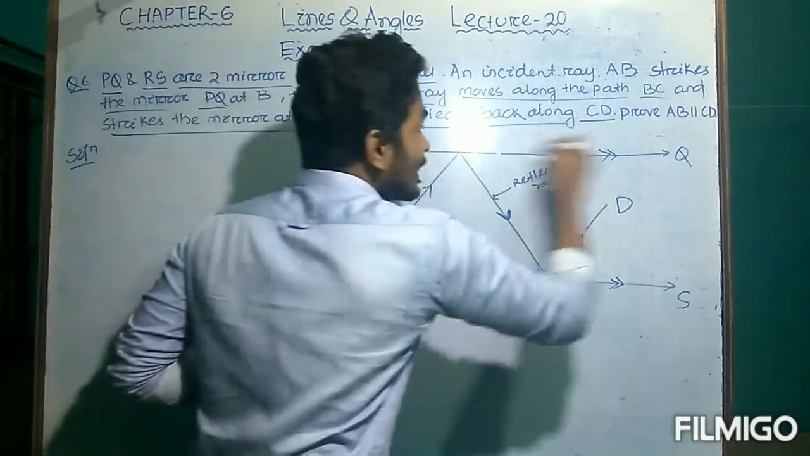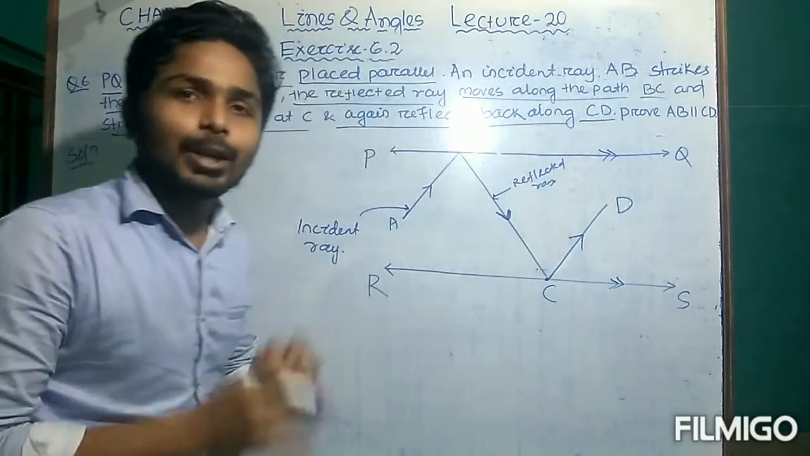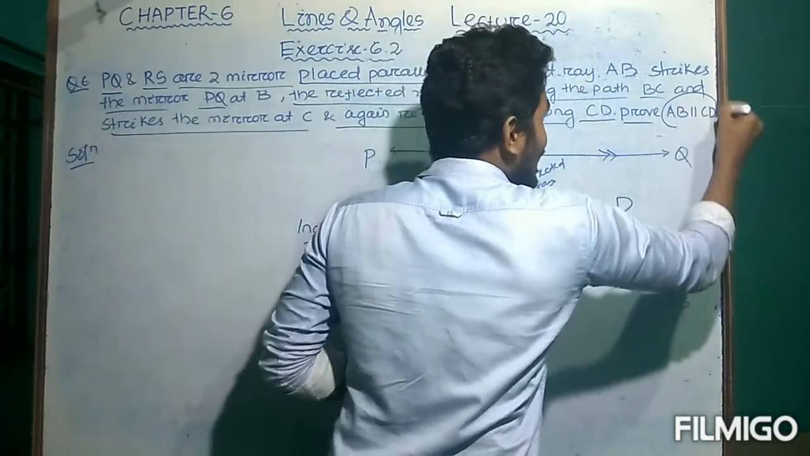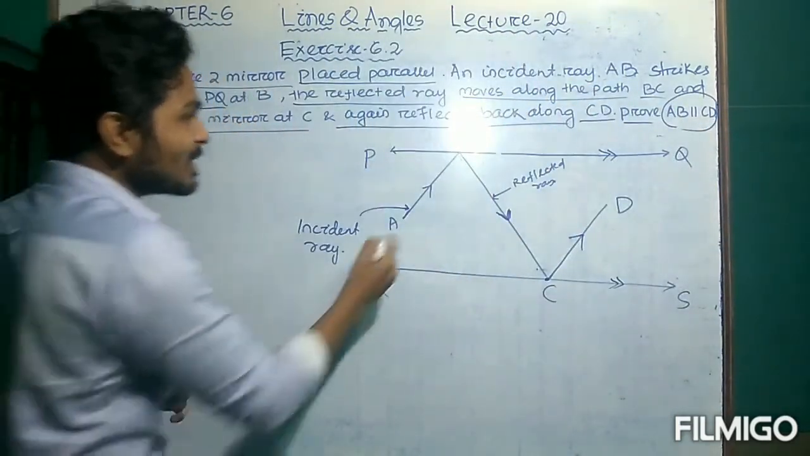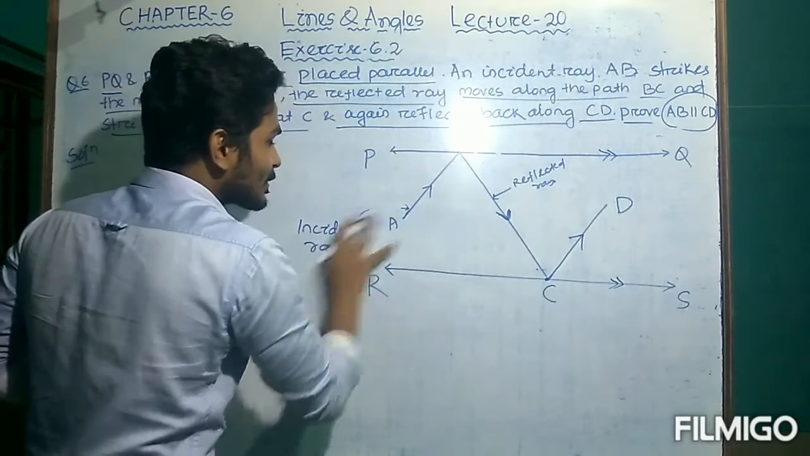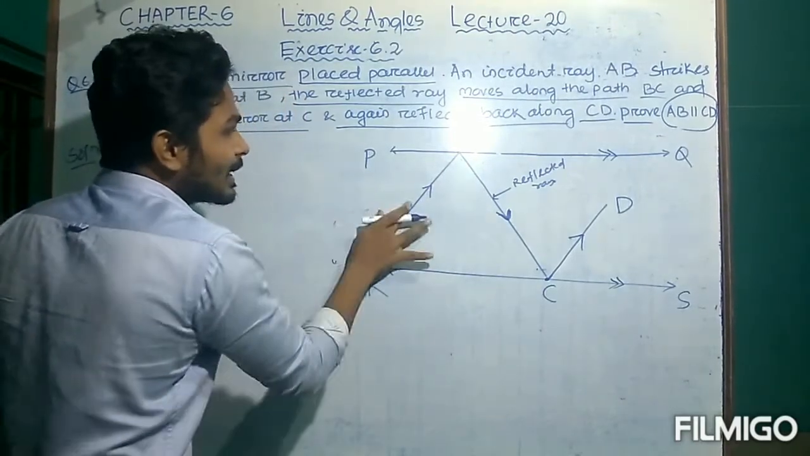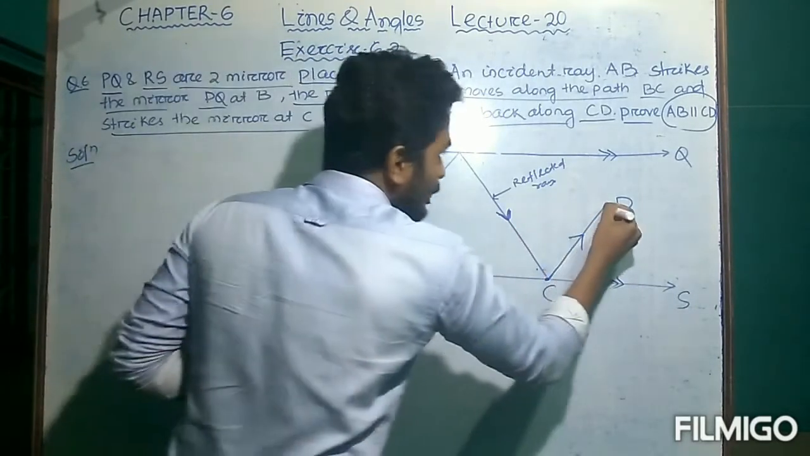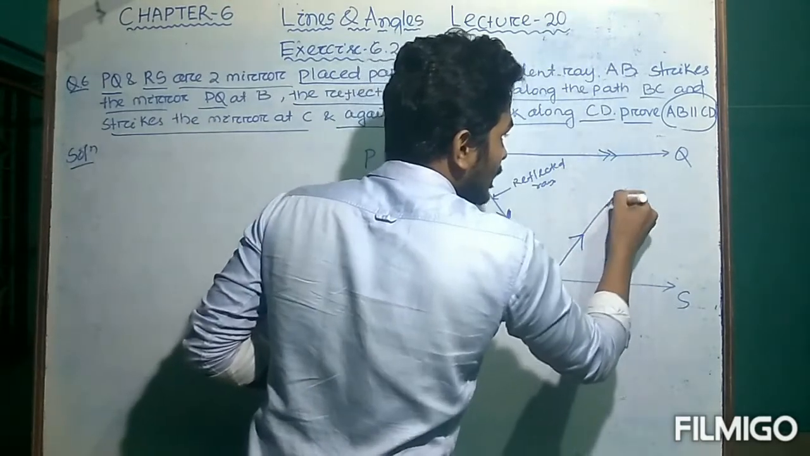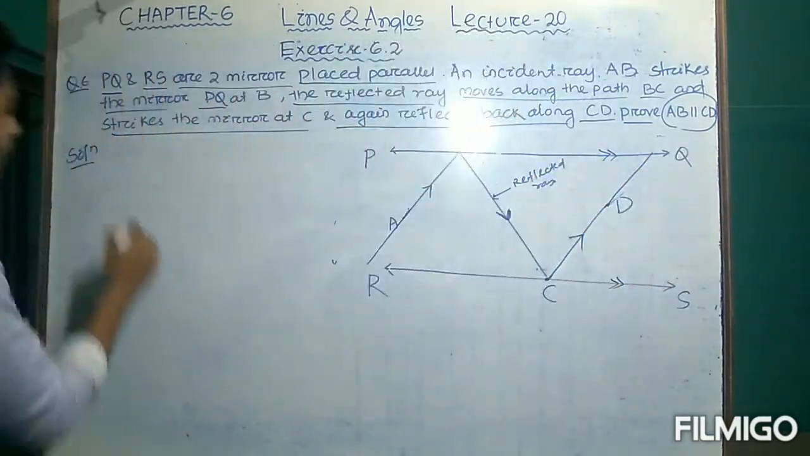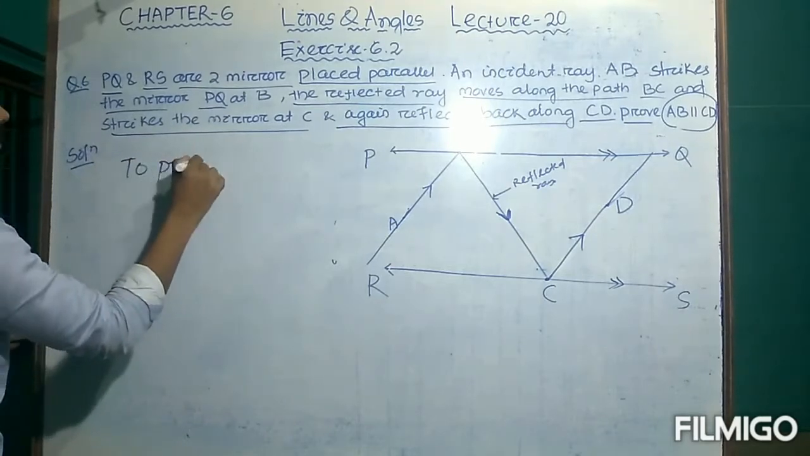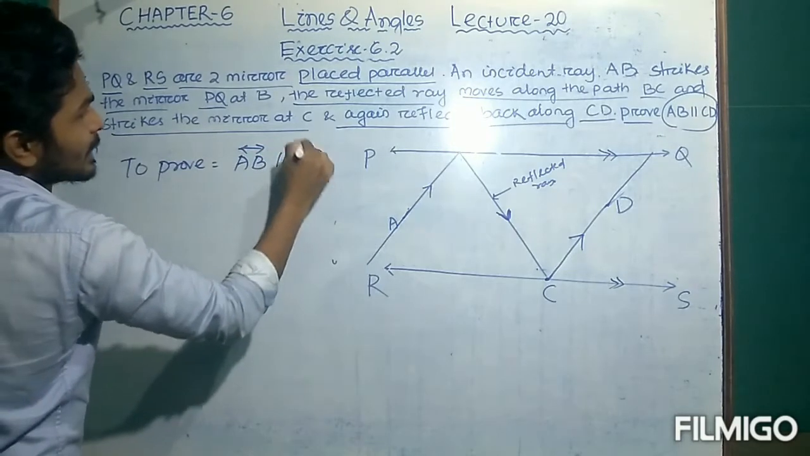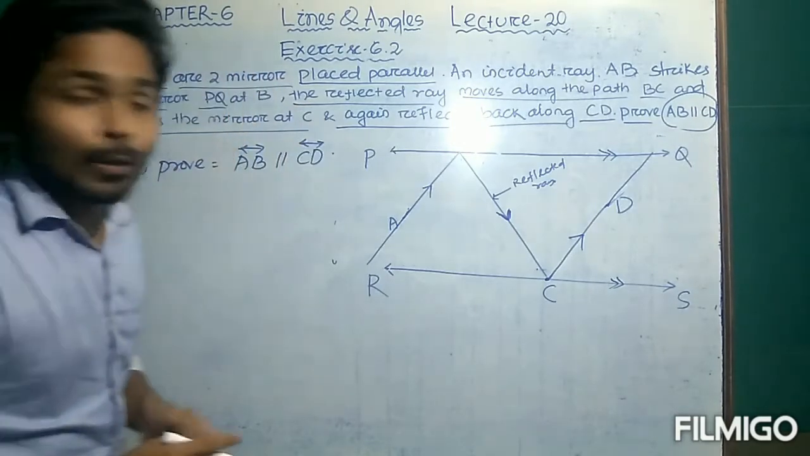And it is given that these two mirrors are parallel to each other. Now you have to prove that AB is parallel to CD. AB means this line, so this line AB is parallel to this line CD. We have to prove it. We can extend it, no problem. We can extend it like this. So we have to prove that line AB is parallel to CD. Okay, how can I prove it?